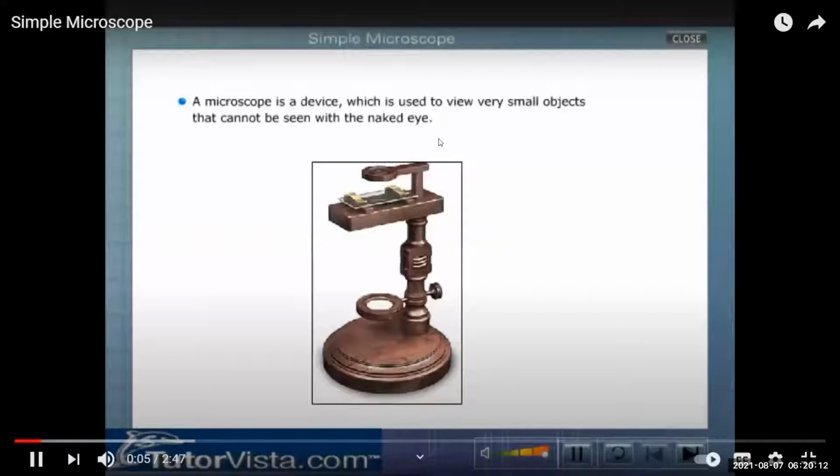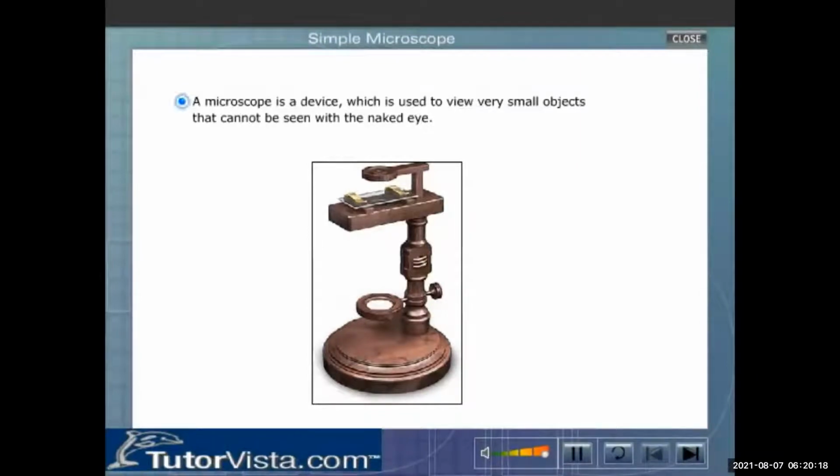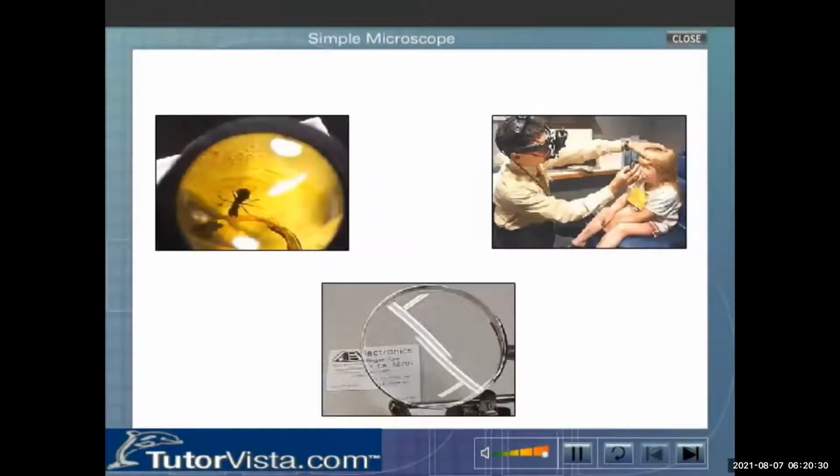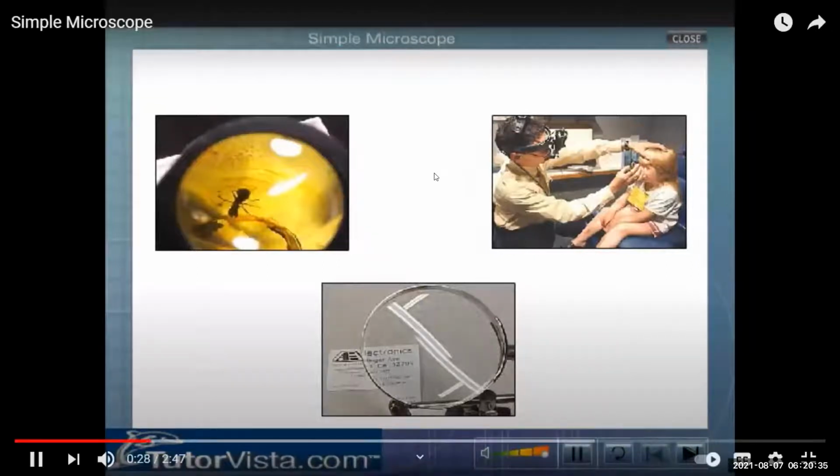The microscope is a device which is used to view very small objects that cannot be seen with the naked eye. There are many types of microscopes, such as simple microscope, compound microscope, electron microscope, etc. A simple microscope uses the principle of a magnifying lens or reading glass.